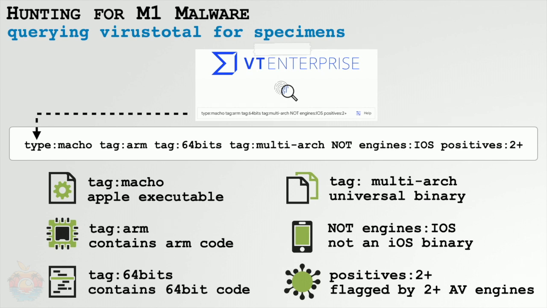The idea was, yes, I might miss some brand new malware, but as we mentioned, most malware authors are likely going to compile their existing Intel malware into M1 binaries and ship them as universal binaries, so I figured that existing AV signatures would likely flag that.